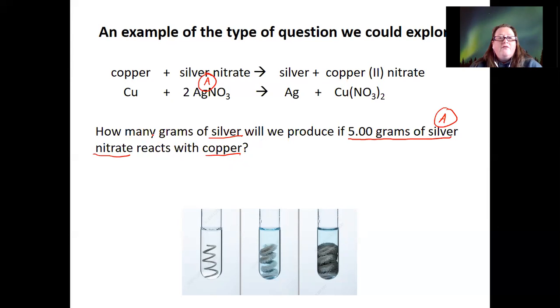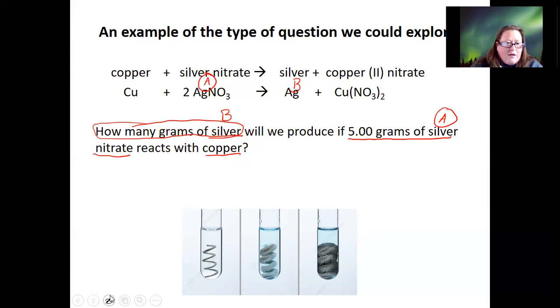And I look for the question of how many or what mass will be needed. So here it is, how many grams of silver will we produce? So that is my substance B.